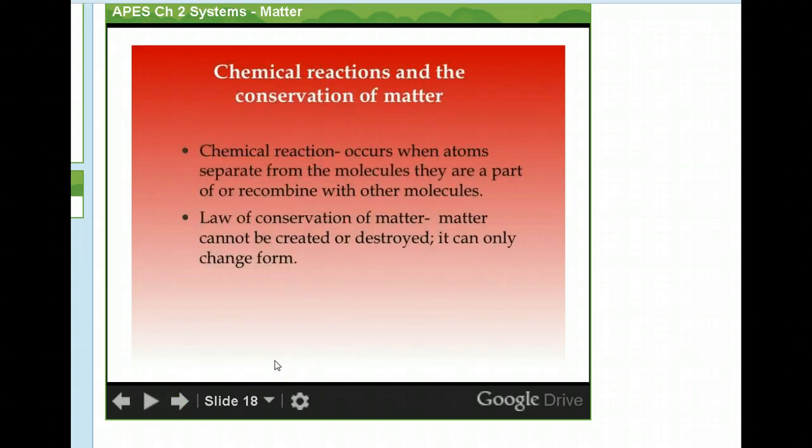A chemical reaction occurs when atoms combine together or separate from a molecule. So it's when you have 2 or more atoms combining or separating from a molecule. That's a chemical reaction. We know that matter on Earth cannot be created or destroyed. That's the law of conservation of matter, and you've learned that many times in your classes. You can't ever make matter disappear. You can't destroy it, but you can change its form.